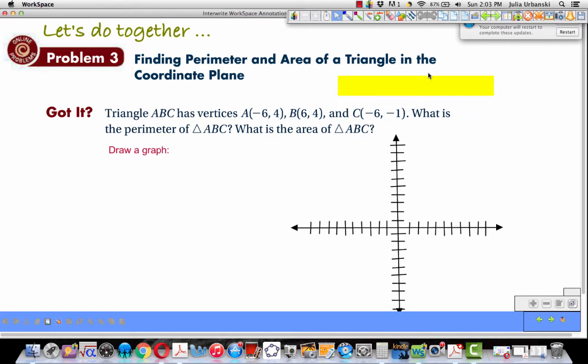Together. Pick up your pencils and do it with me. Take a second, hit pause if you need to, and draw a graph. Make your graph go out at least as far as 6s on all sides. Okay, so you have drawn the graph.